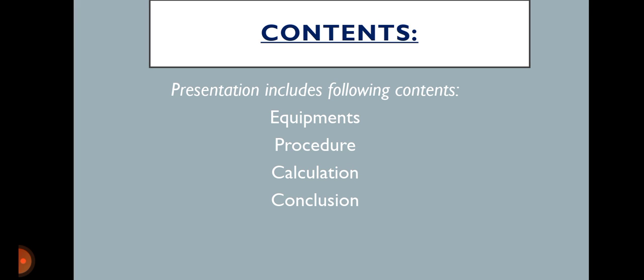The content of my presentation includes the following. The first is the equipment, in which we will discuss which instruments or things will be used or carried on in this experiment. Secondly, we will study its procedure, and thirdly, we will do its calculations, and after that we will draw a conclusion from all this procedure.